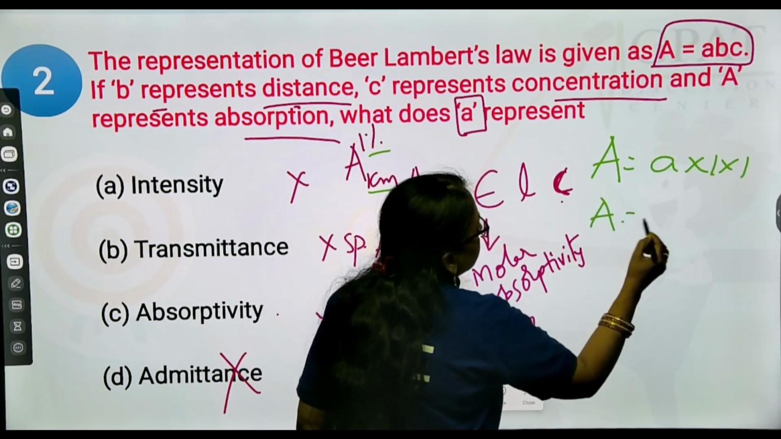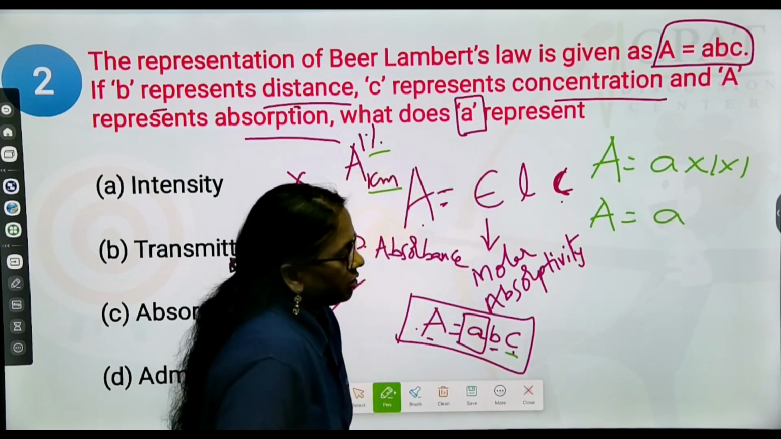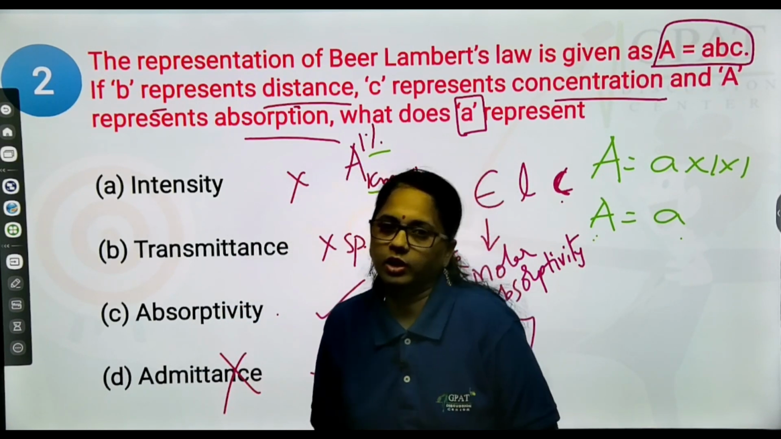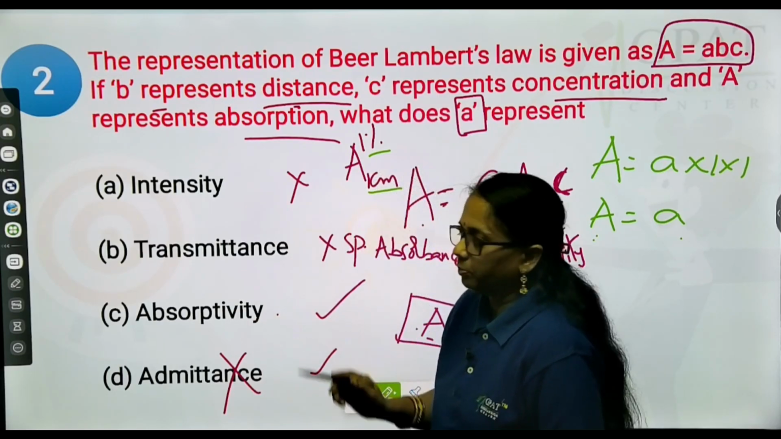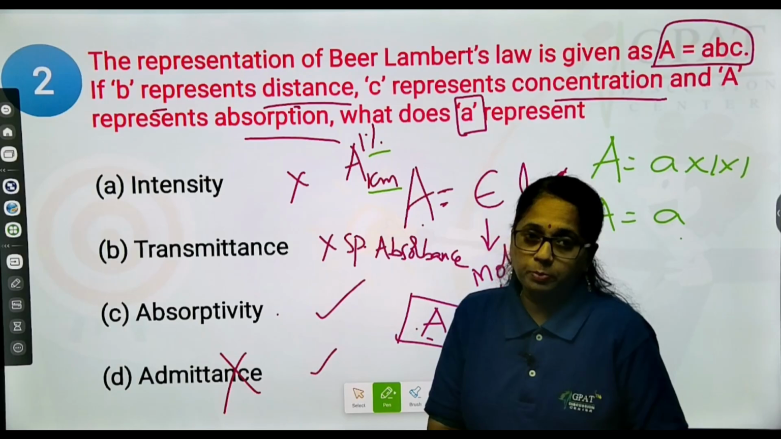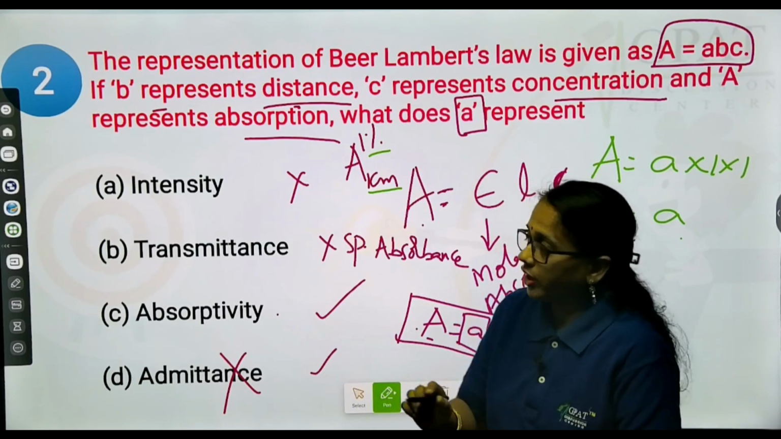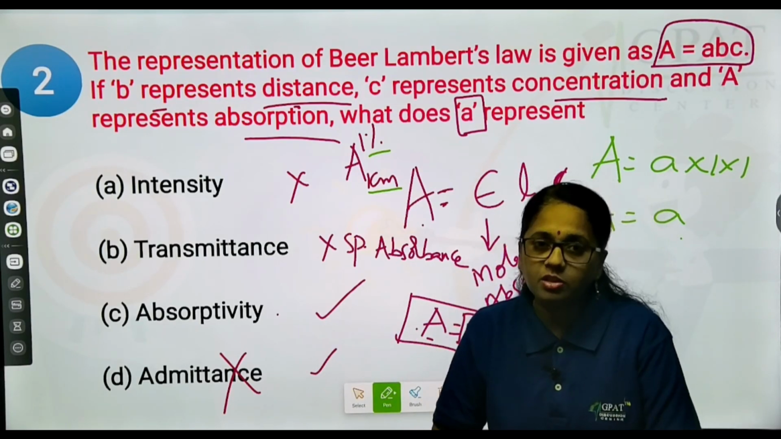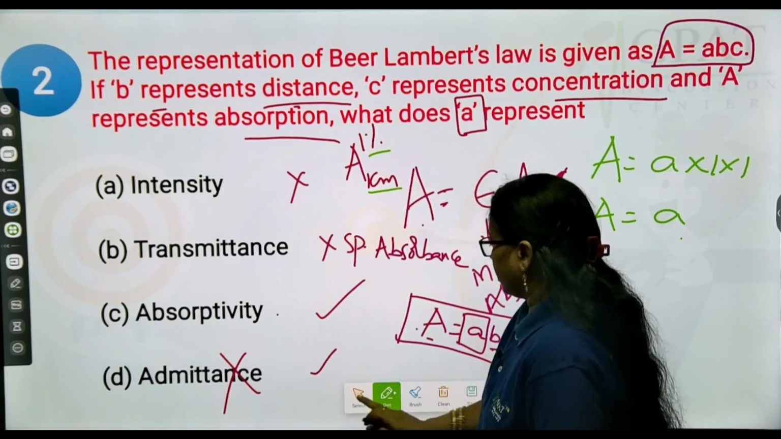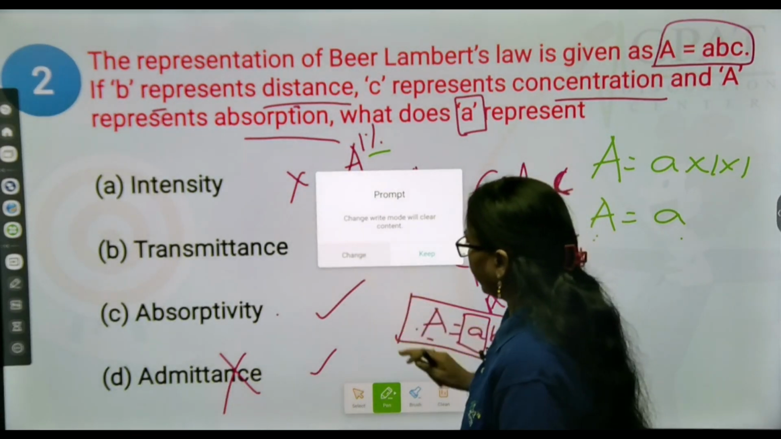So capital A is becoming equal to the small a. So in that case, the absorbance and specific absorbance both are equal. That's why we are going to call them absorptivity value, specific absorbance, or generally epsilon value. If you are taking it per mole, it is called molar absorptivity. Okay. So let us move to the next question.